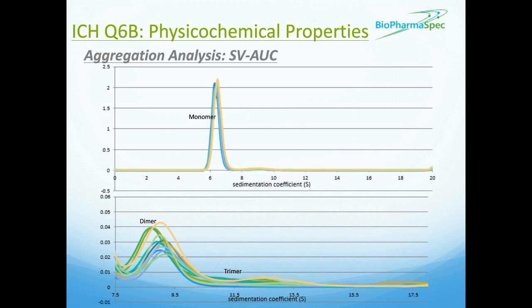But also they overlay really, really nicely. And then if you look at it on the expanded scale, here you're seeing also quite a lot of similarity in the amount of dimer and trimer there. So not only does it work on BSA, but it works in real samples as well.